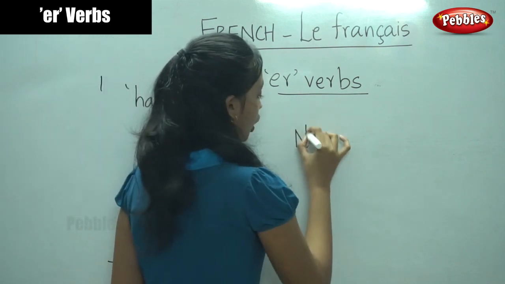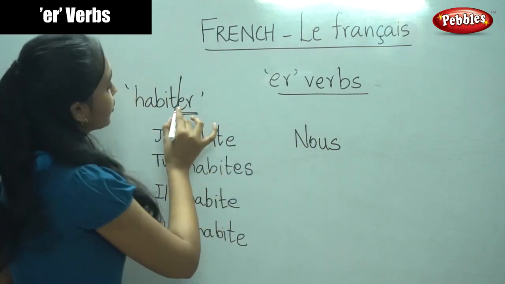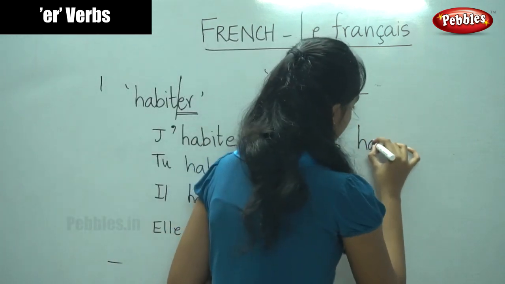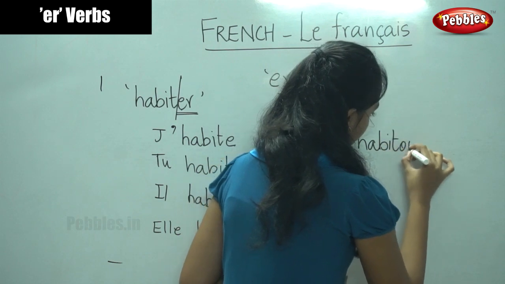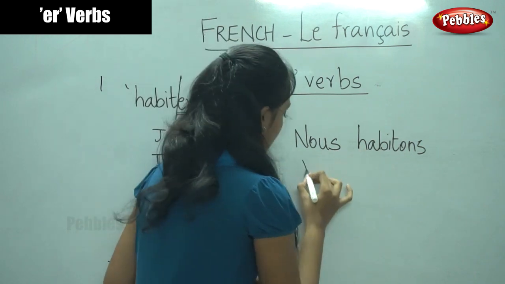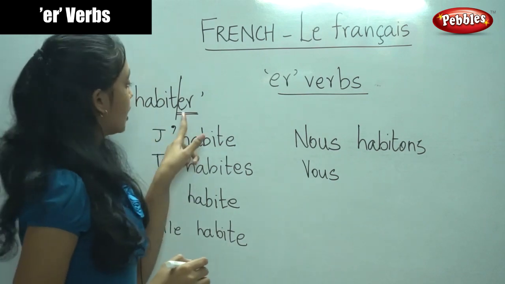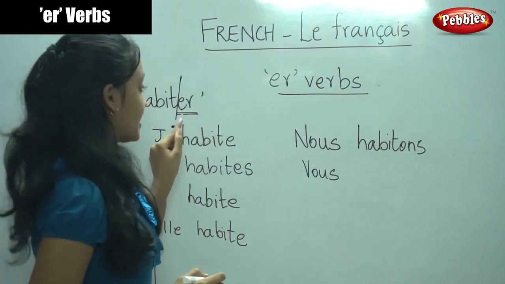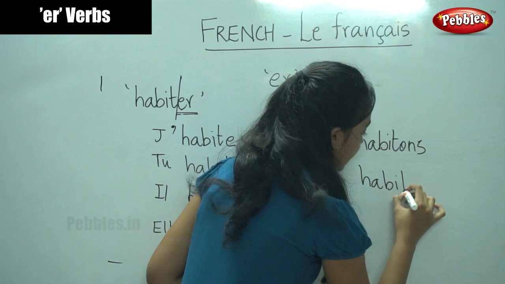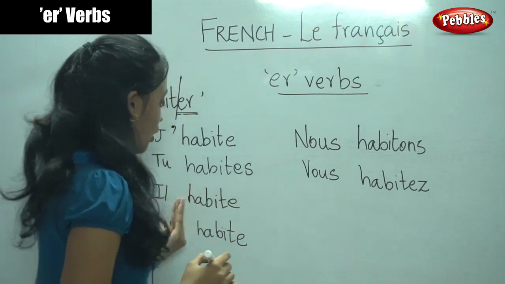Next, for nous. What would be the conjugation for nous? We would remove E and R and replace it with ONS. Nous habitons. I repeat, nous habitons. For vous, what would be the conjugation for vous? We would remove E and R and replace it with EZ. H-A-B-I-T-E-Z. Vous habitez.